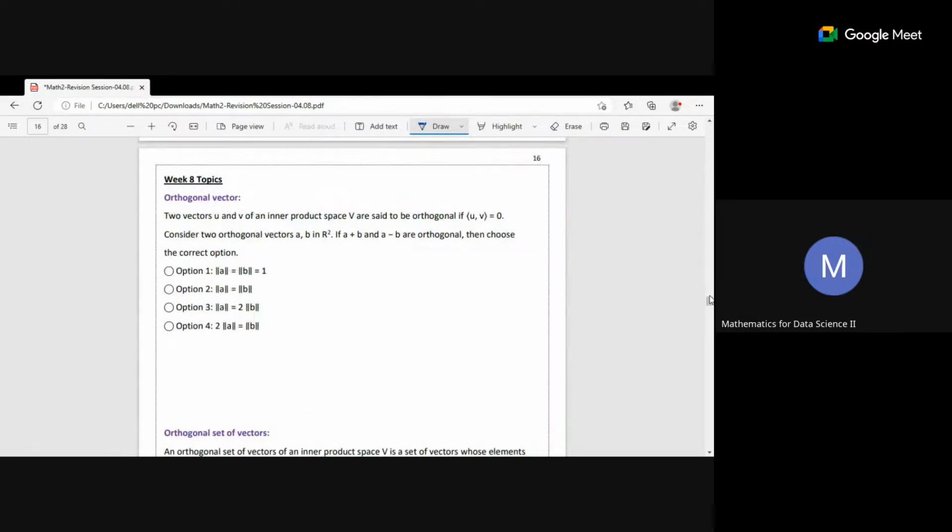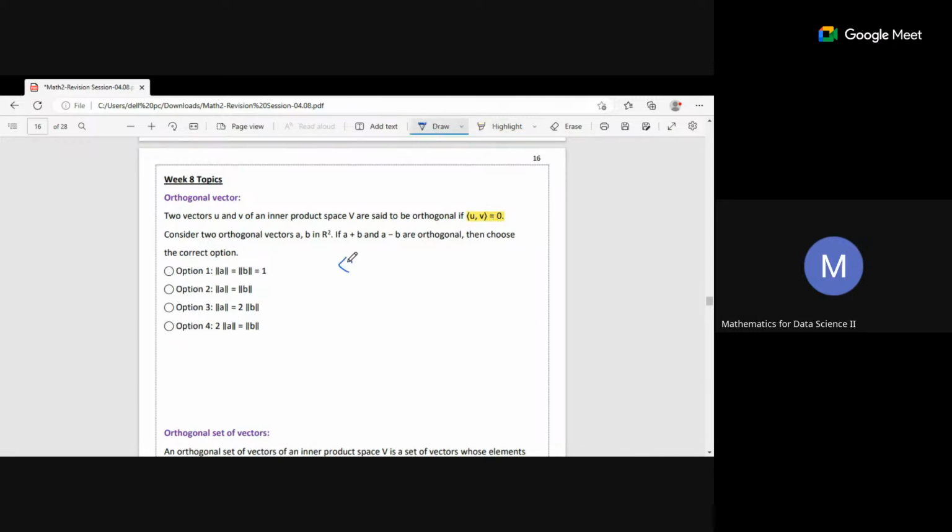So next we can move to week 8 topics. Here the very first thing is about orthogonal vectors. When do we call two vectors orthogonal? Two vectors are said to be orthogonal if the inner product of u and v is 0. Consider two orthogonal vectors a and b in R2. If a plus b and a minus b are orthogonal, then choose the correct option. So you are given this condition for orthogonality, and now a plus b and a minus b are orthogonal.